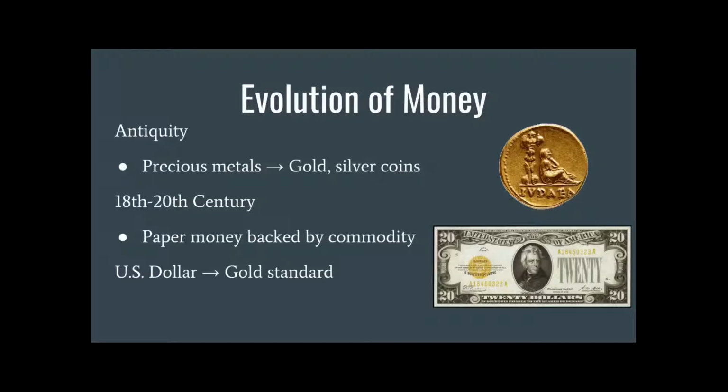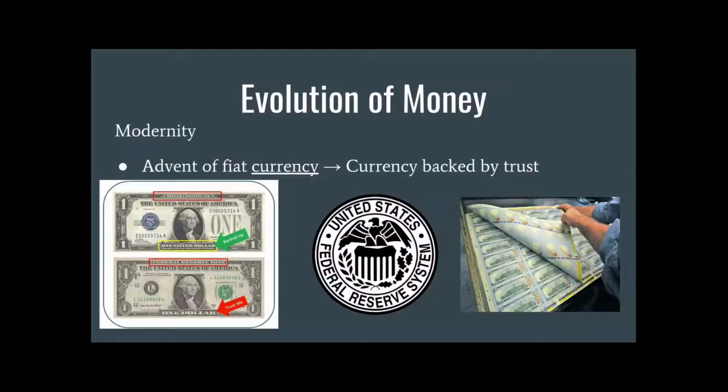As you can see on the $20 bill, it is clearly stated, quote, "This certifies that there have been deposited in the Treasury of the United States of America $20 in gold coin payable to the bearer on demand." Unquote. Following the abolition of the gold standard of the United States dollar in 1971, it became a fiat currency.